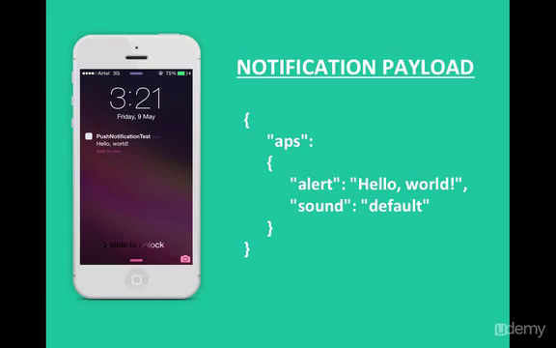For the JSON uninitiated, a block delimited by curly brackets contains a dictionary that consists of key-value pairs, just like an NSDictionary. In our example, aps contains the fields alert and sound. When this push notification is received, it shows an alert view with the text "Hello World" and plays the standard sound effect.